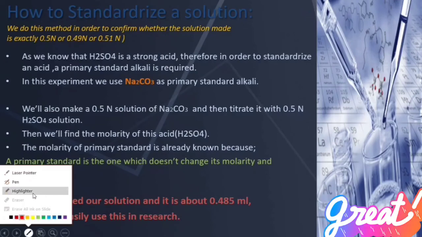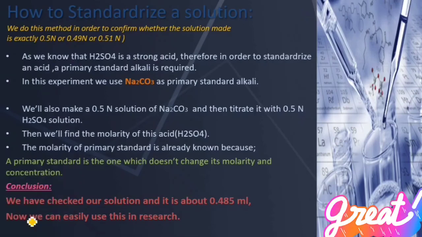As we know that H2SO4 is a strong acid, so for this we need a primary standard alkali. In this experiment we use Na2CO3, sodium carbonate, as the primary standard. The first step is that we also make a 0.5 normal solution of Na2CO3 and then titrate it with our 0.5 normal H2SO4 solution. Then we find the molarity of the acid.